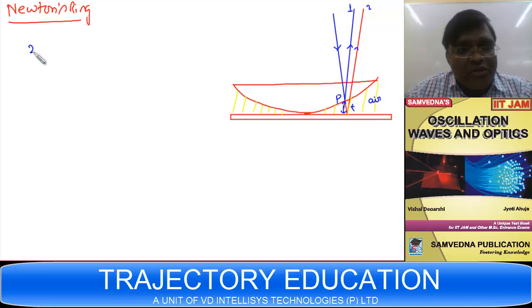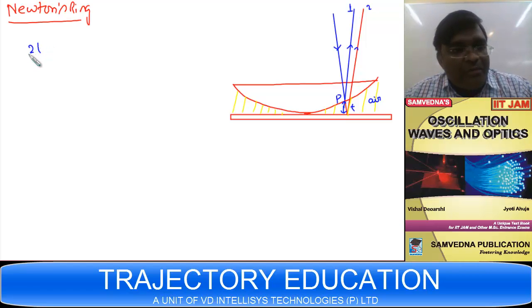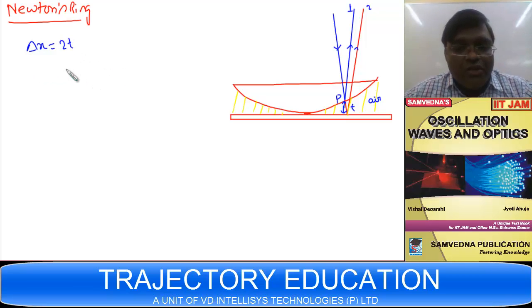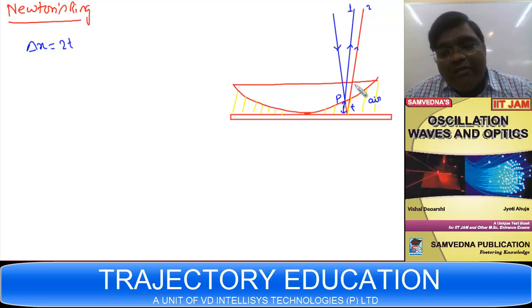In that case, the path difference between 1 and 2, since we are considering the interference between the rays reflected from the upper surface of the film and the lower surface of the film, will be equal to 2t. Let me write the path difference: delta x is 2t, right?